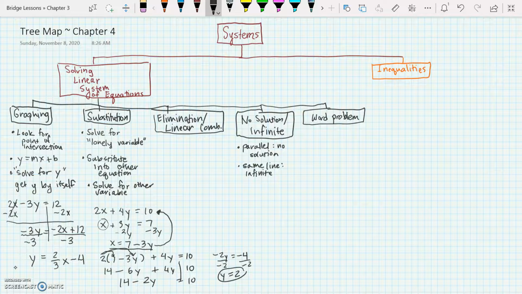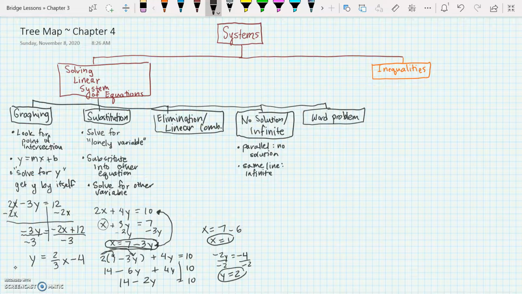And then in order to figure out what x is, I can put y equals 2 into this definition for x that I have. So I have x equals 7 minus 3 times 2 is 6, so x equals 1. And so then my ordered pair would be 1, 2.